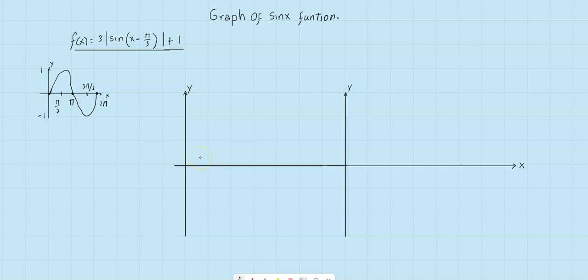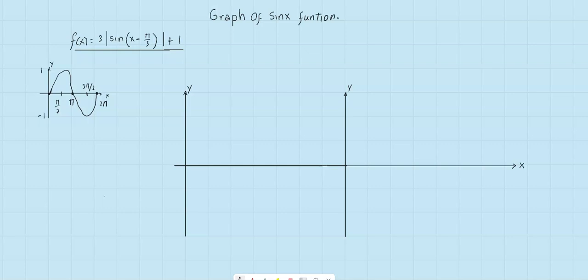Today we're going to graph a sine function. This will be the absolute value of a sine function. The function f of x is equal to 3 times the absolute value of sine of x minus pi over 3, absolute value, plus 1. So it's the absolute value that we're looking for.